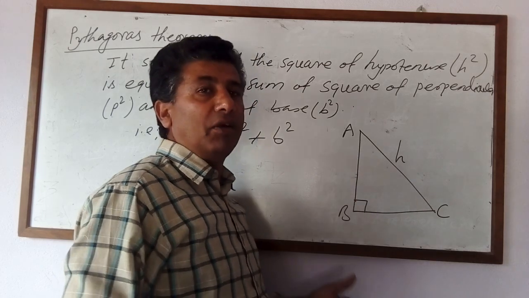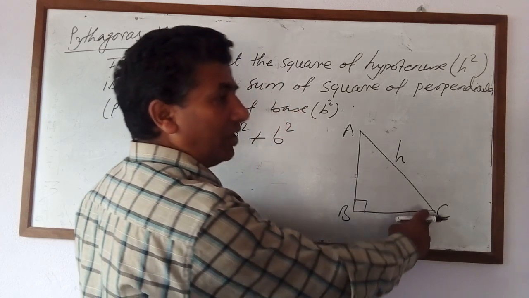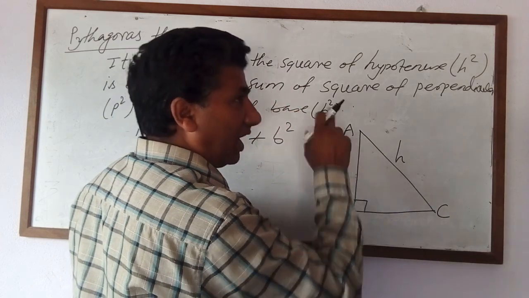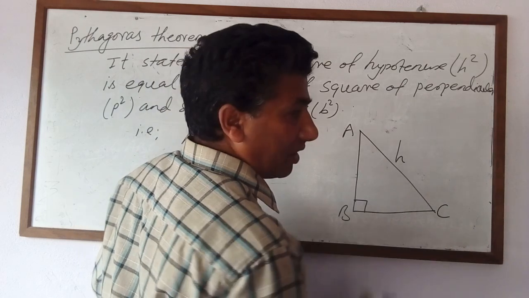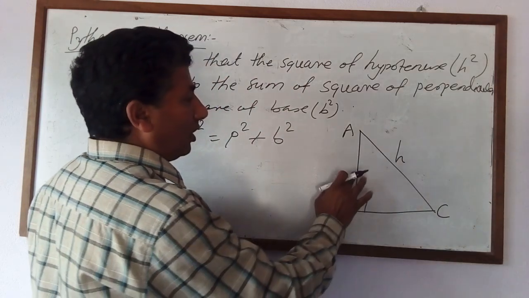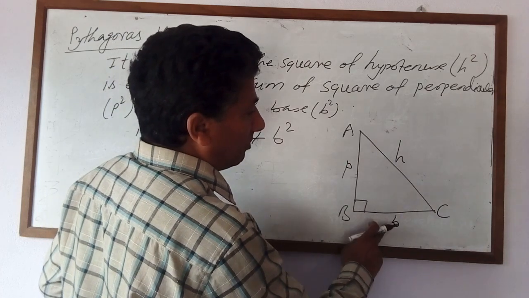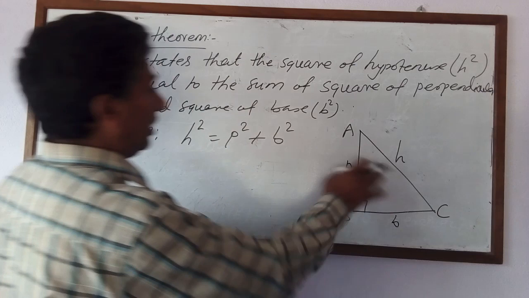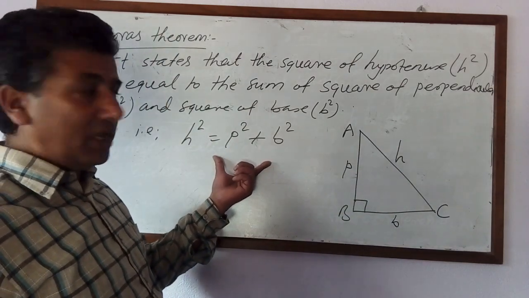Anyone you can take. But when we take a reference angle, C or A, at that condition we have to write the particular perpendicular and base. We cannot write randomly. If you say this one is perpendicular, this one will be base. If you say this is P, this one will be base. In case of a right angle triangle, this relation will be true.